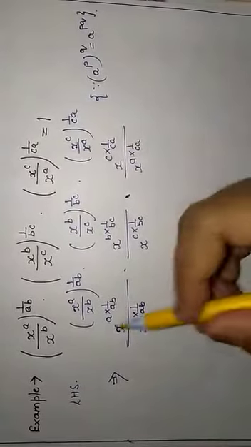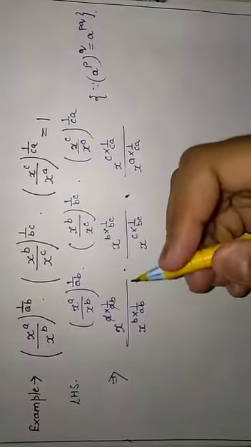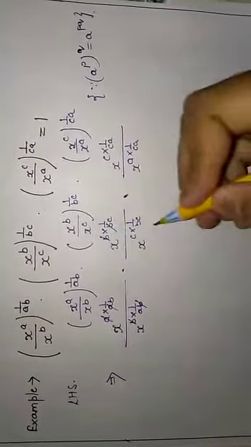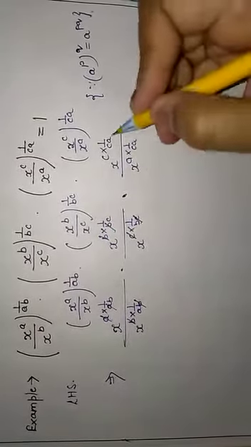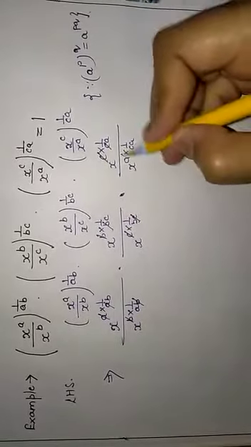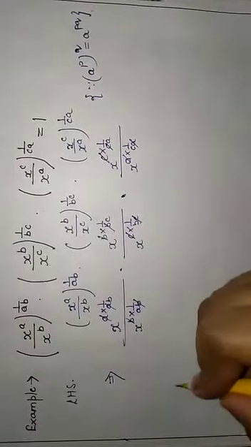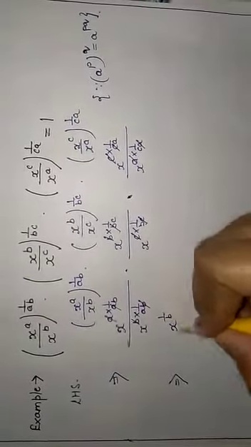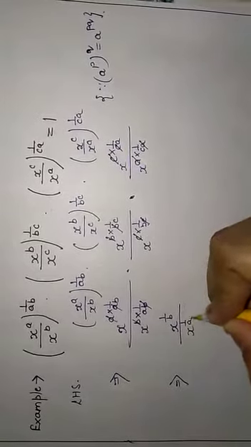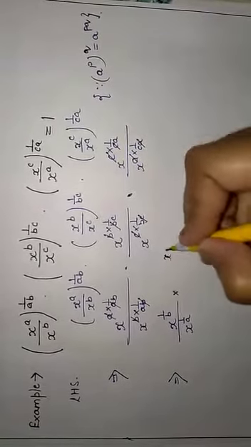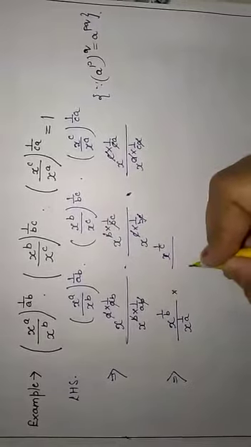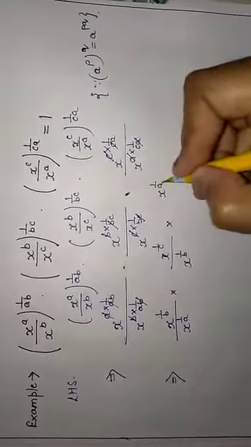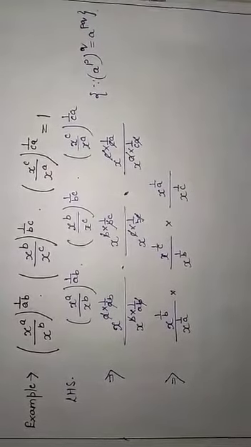Then a and a eliminate, b and b eliminate, and c and c eliminate. Now we get x to the power 1 upon b upon x to the power 1 upon a, multiplied by x to the power 1 upon c upon x to the power 1 upon b, multiplied by x to the power 1 upon a upon x to the power 1 upon c.